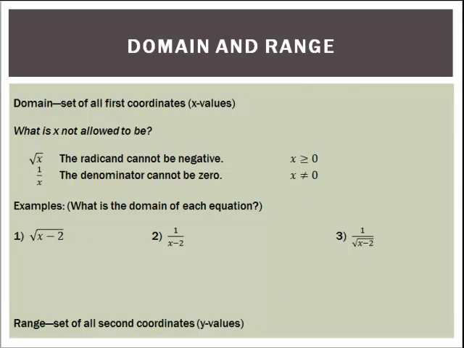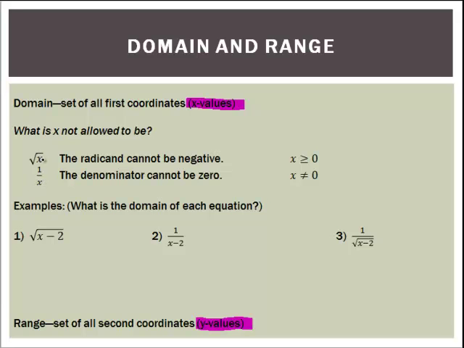So how about domain and range? Remember, domain is the set of all first coordinates or the set of all x values. The range down here at the bottom is the set of all second coordinates or the set of all y values. So how do you determine domain? Ask yourself this question. What is x not allowed to be? Right now there are only 2 things that will limit what x can be. If you have an x under a square root, or if you have an x in the denominator.